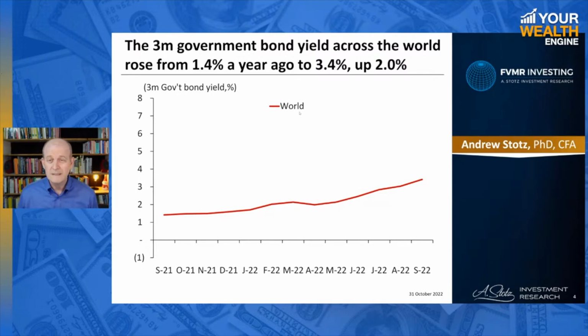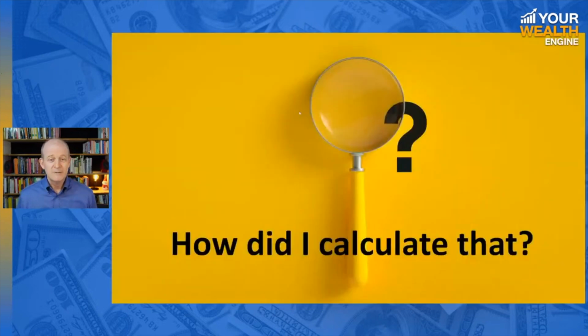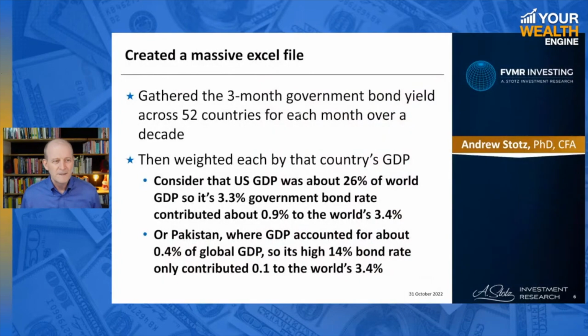It wasn't an easy chart to construct. And so how did I calculate this chart? Let's take a look at what I did. Well, I gathered the 3-month government bond yield across 52 countries for each month over a decade. And then I weighted each of those by that country's GDP.